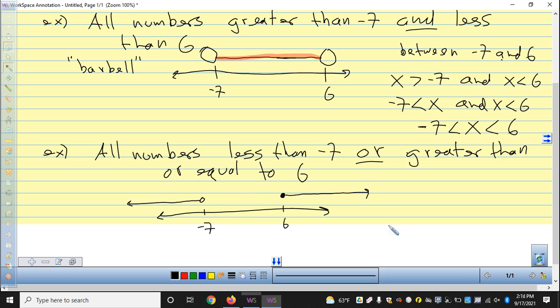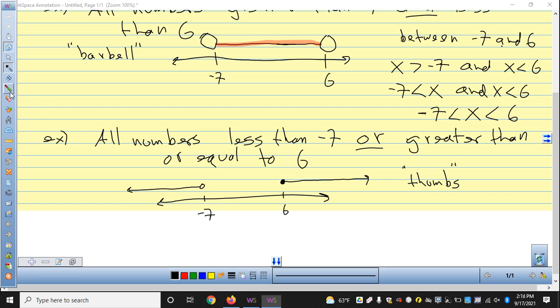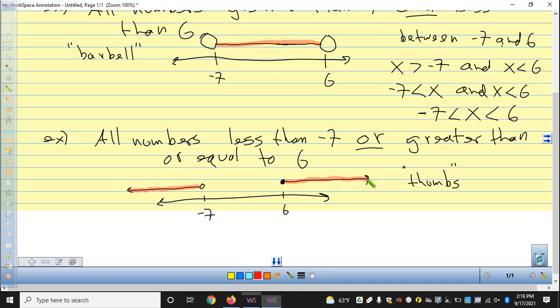So this time for "or" inequalities, we have arrows pointing in the opposite direction. So sometimes we think of these as the thumbs, because our inequality looks like two thumbs pointing opposite directions. And the solution is all of this, all of the numbers that are less than -7, or all the numbers that are bigger than 6. So it's both parts together. It's not an overlap, it's both parts together.